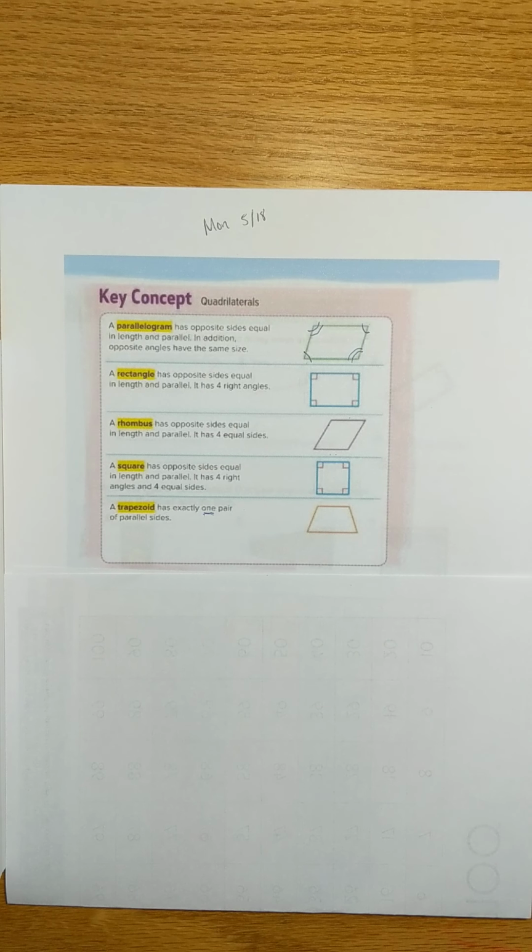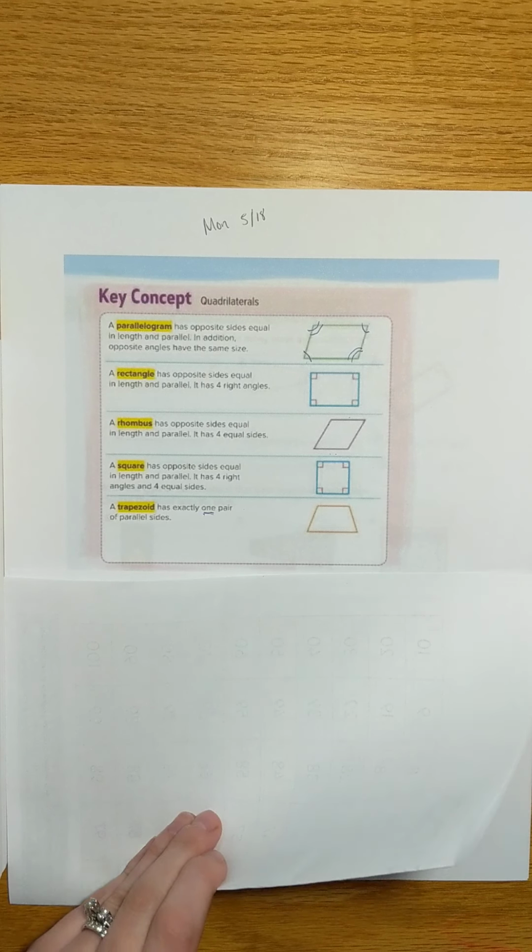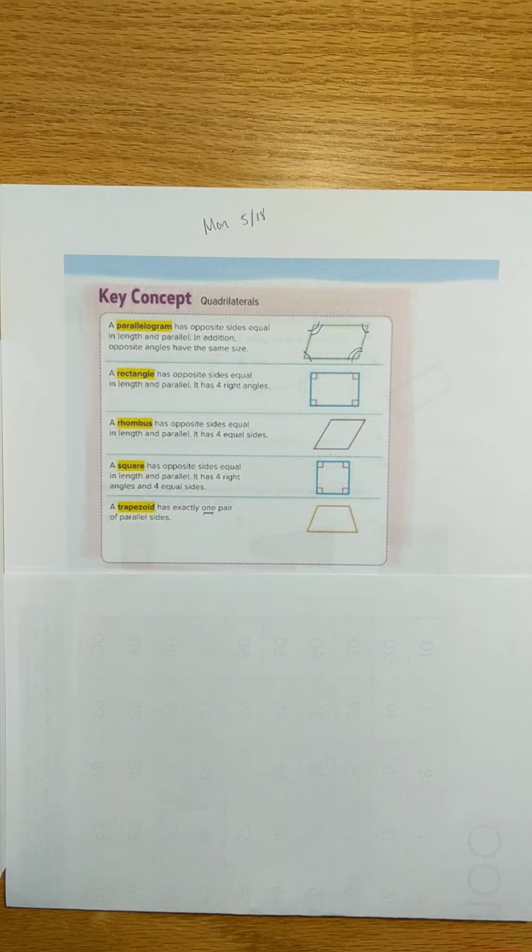Okay, this is the math lesson for Monday, May 18th. We are on page 926, and we're looking at the top at the key concepts diagram that covers different types of quadrilaterals. So we're going to start at the top and read through the terms and their definitions and look at the models. The first one is a parallelogram.